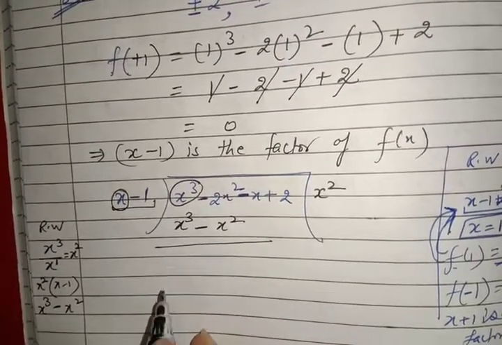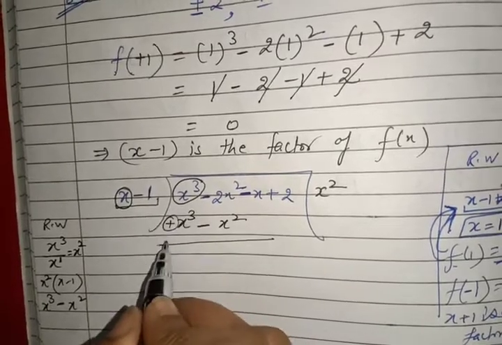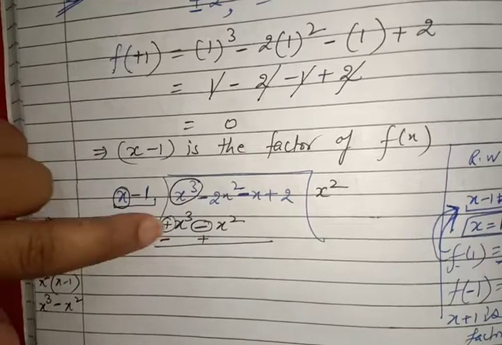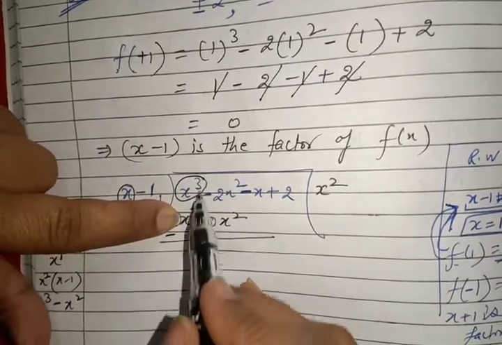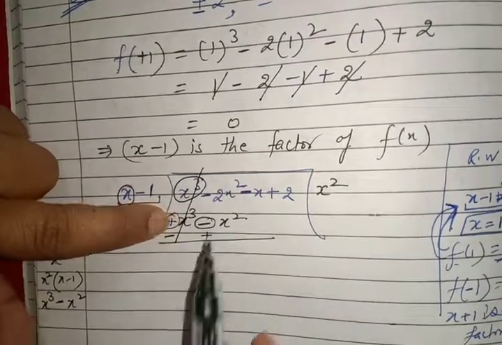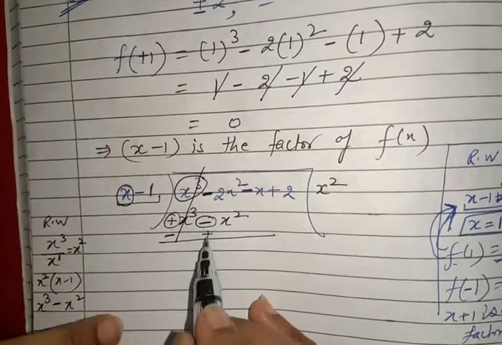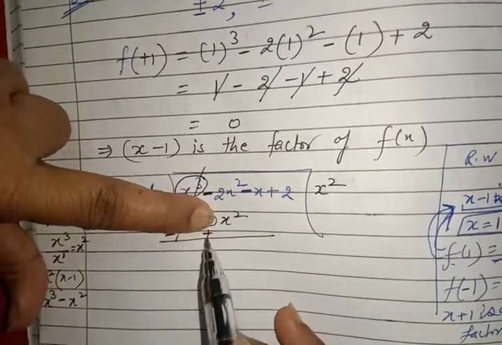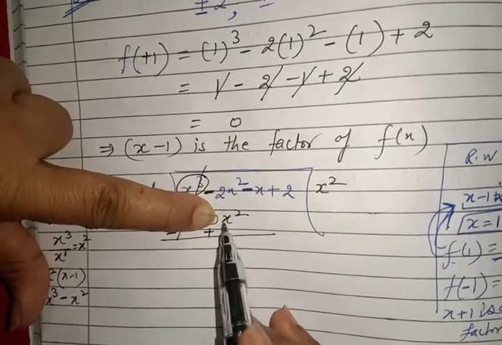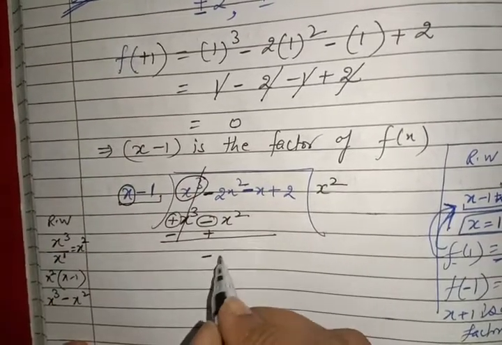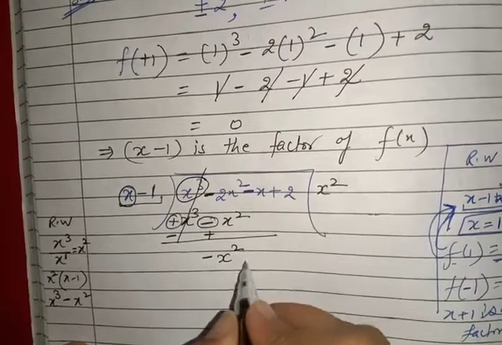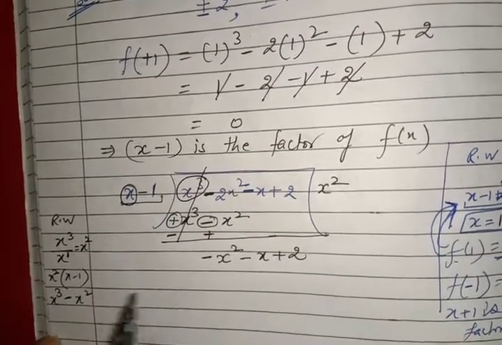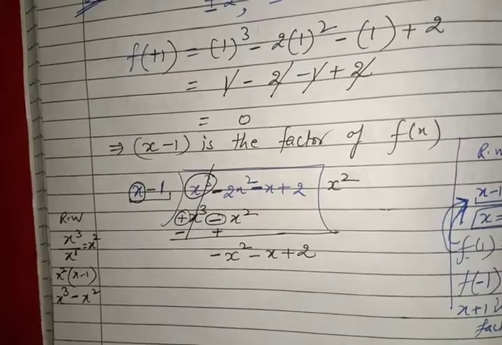Then, as in simple division, we will change the sign. This we will cover, and x cube minus x cube is 0. It is minus 2 and it is plus 1. This sign has no sense. Minus 2 plus 1, minus 2 and plus 1 integers we know. It is minus x square minus x plus 2. Now the next step is again the same.